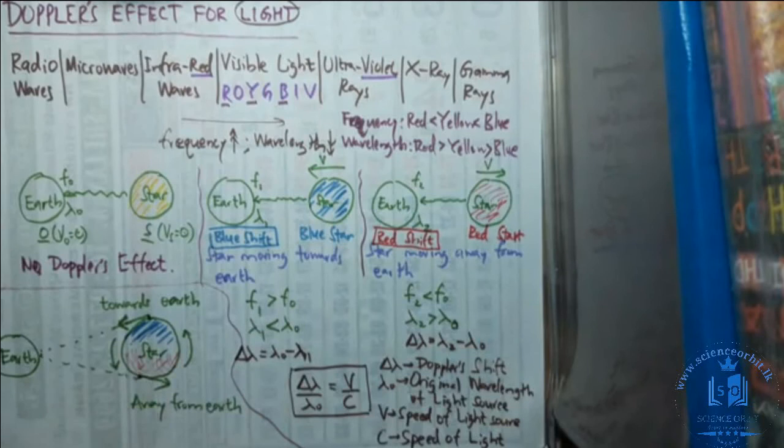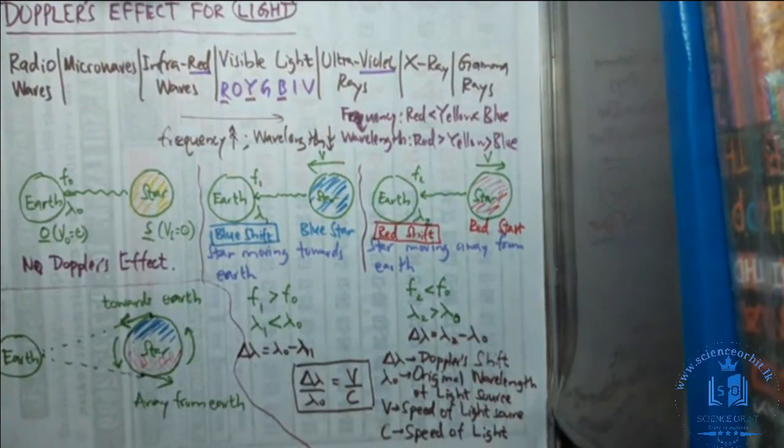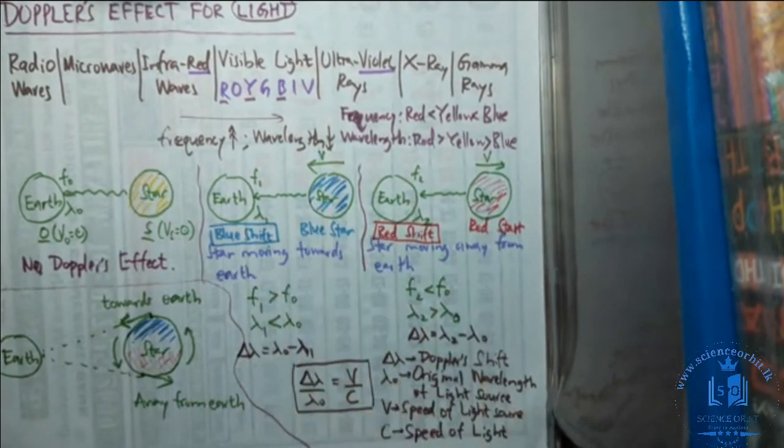Two cases we have discussed, and this equation, I don't know how much it's important. They had given this equation in that essay question, but for your information, just try to remember this. Delta lambda is the difference in wavelength. Lambda naught is the original wavelength. V is the speed of this light source, the star in this case, and c is the speed of light.